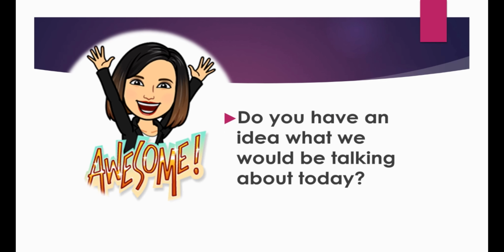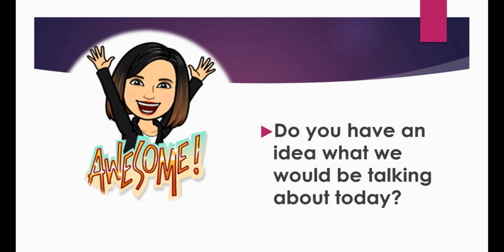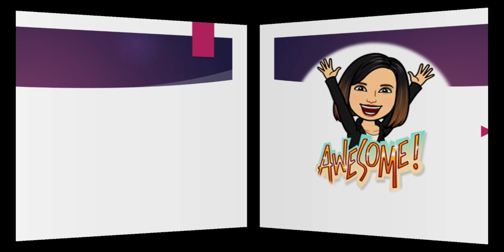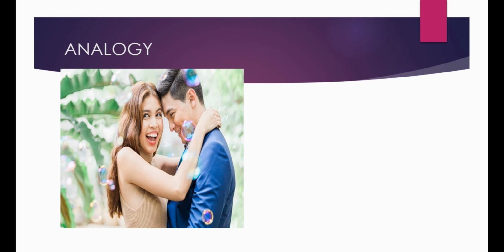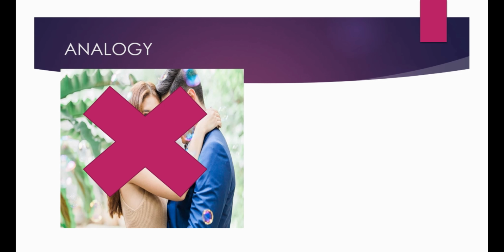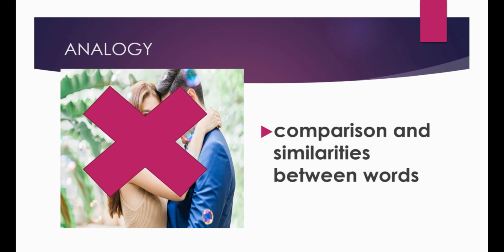So do you have an idea what we will be talking about today? That's right. All these pairs of words and phrases are analogies. What's an analogy, you ask? Well, an analogy shows relationships between words. Oh no, not boyfriend and girlfriend relationship. But we are talking about comparison and similarities between these words. Once you identify the relationship, you will get the analogy. Easy!